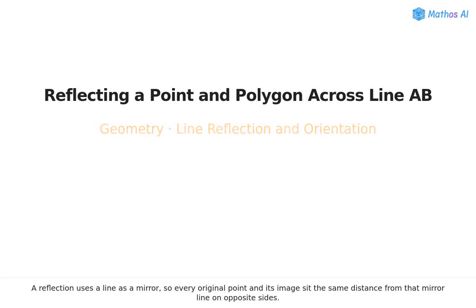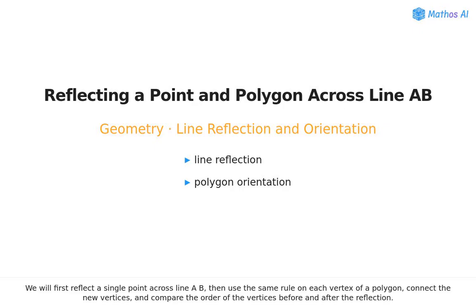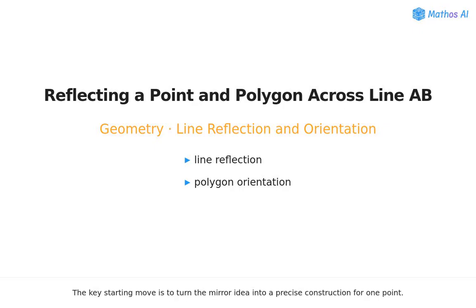A reflection uses a line as a mirror, so every original point and its image sit the same distance from that mirror line on opposite sides. We will first reflect a single point across line AB, then use the same rule on each vertex of a polygon, connect the new vertices, and compare the order of the vertices before and after the reflection. The key starting move is to turn the mirror idea into a precise construction for one point.